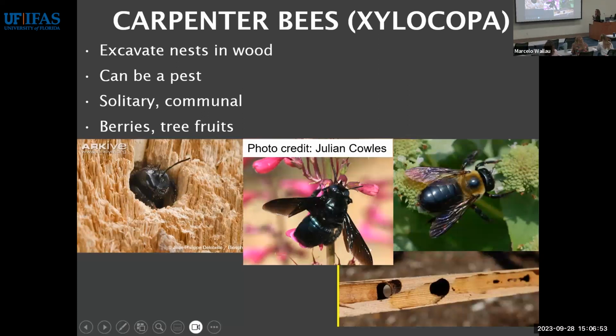Then we have the carpenter bees, Cheryl's favorite. So these excavate nests in wood. There's two species here in Florida. This species here, and then this species here. These are the females of the species. Males for this species look quite similar.